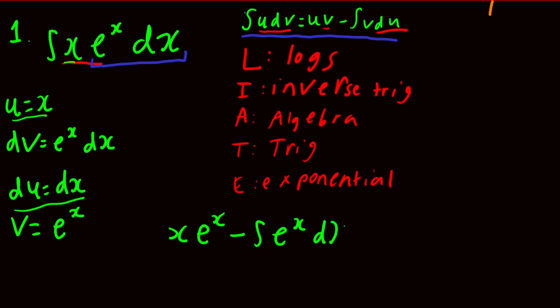Do you see how much easier this became? That's what I was talking about earlier. You know you did it right if your integral becomes a lot easier. So this ends up being x e to the x minus the integral of e to the x. And the integral of e to the x is just e to the x.